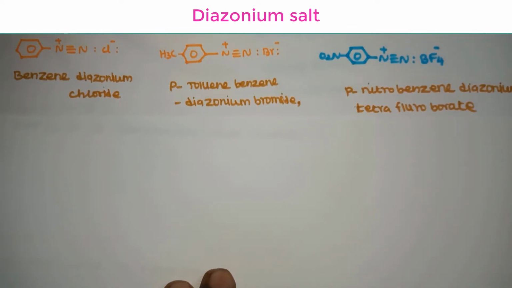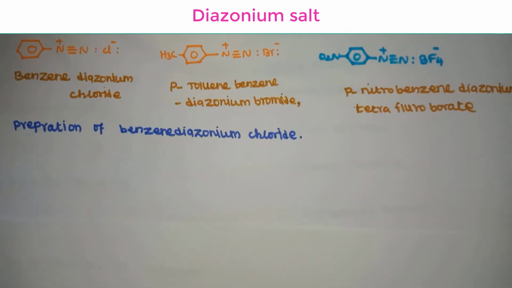Diazonium salts are prepared when a mixture of sodium nitrite and concentrated hydrochloric acid is treated with an aromatic amine to form a diazonium salt. Normally these diazonium salts are less stable, so they are used immediately after preparation. Next is the preparation of benzene diazonium chloride.